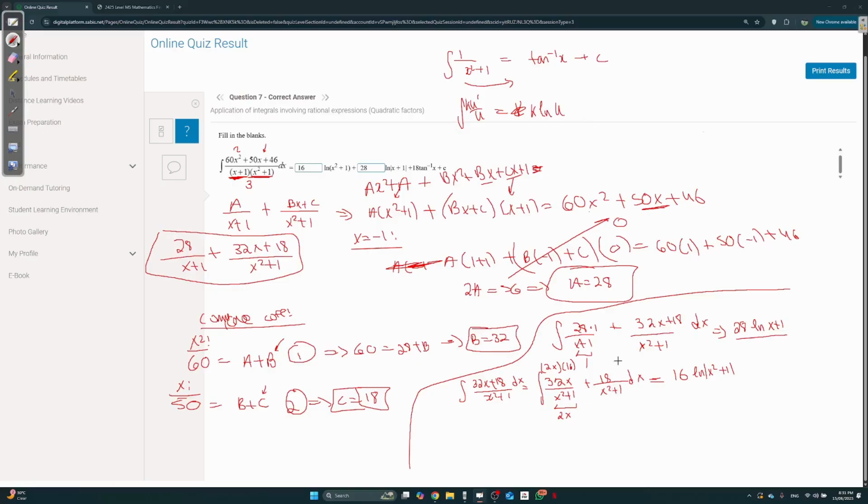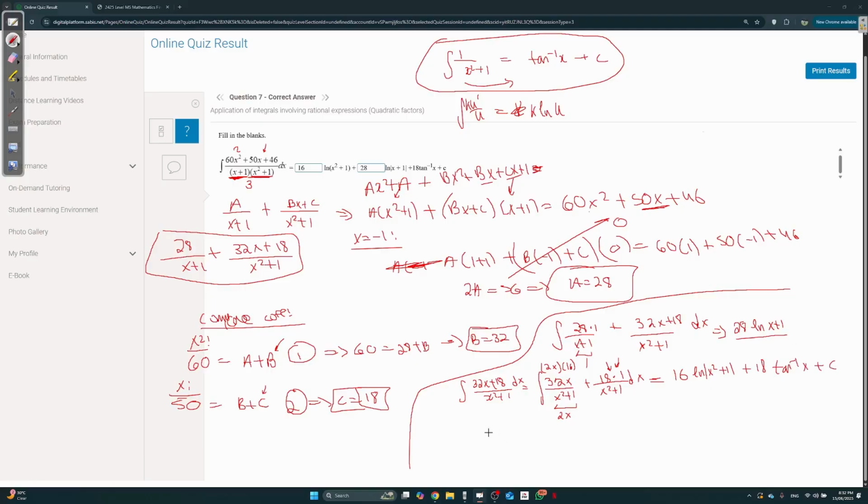So we did the first one. Now the second one is using this rule over here. We said the integral of 1 over x squared plus 1 is equal to tan inverse x plus c, right? So in the rule we have 1 over, here we have 18 over. But 18 is just the same as 18 times 1, so we're just going to multiply our answer by 18. So we're going to say plus 18 times the rule. What's the rule? Tan inverse x. And obviously we can't forget our c.